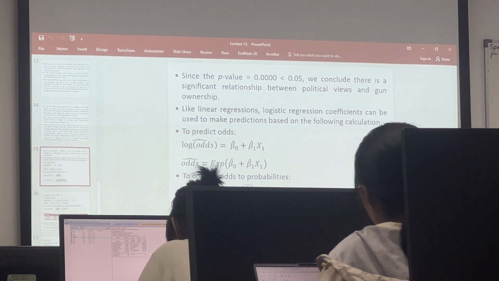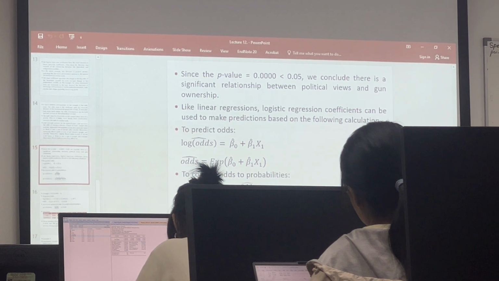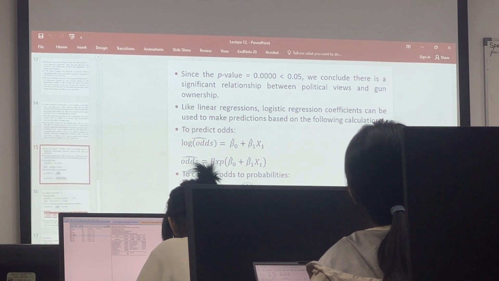So since the p value is 0, that is less than 5%, 0.05, we conclude that there is a significant relationship between political views and gun ownership.